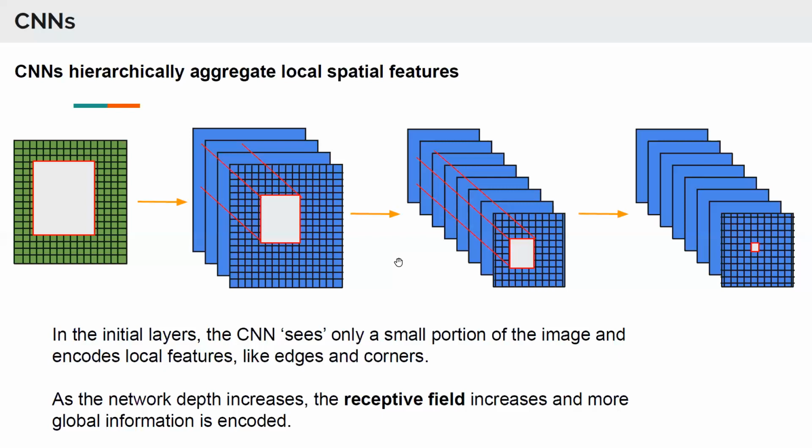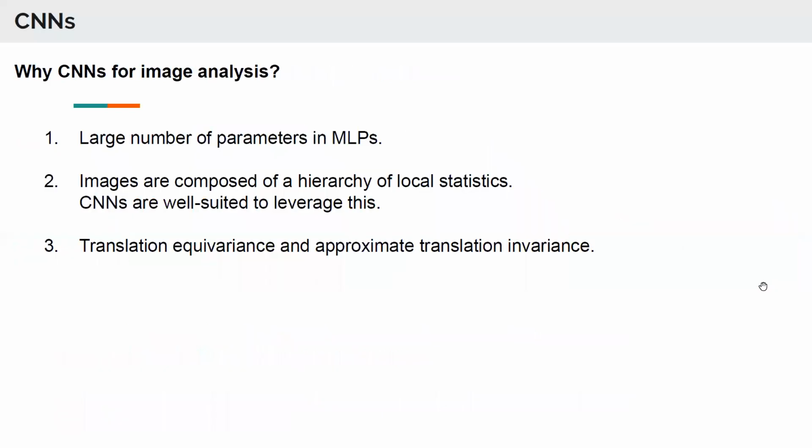So yeah, CNNs are naturally able to leverage or understand this hierarchy or this multi-scale. They're able to develop this multi-scale understanding of the images basically due to their design, right? And then the third point is translation equivariance and approximate translation invariance.